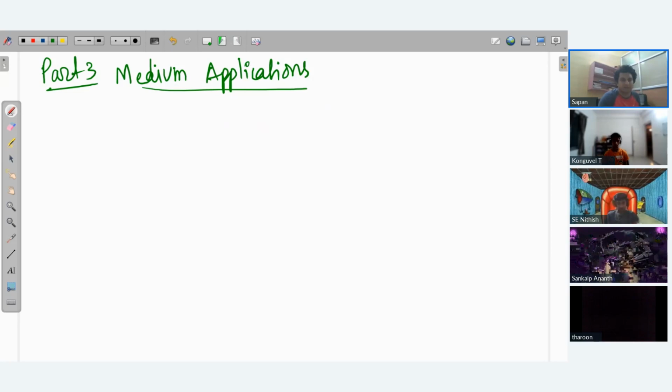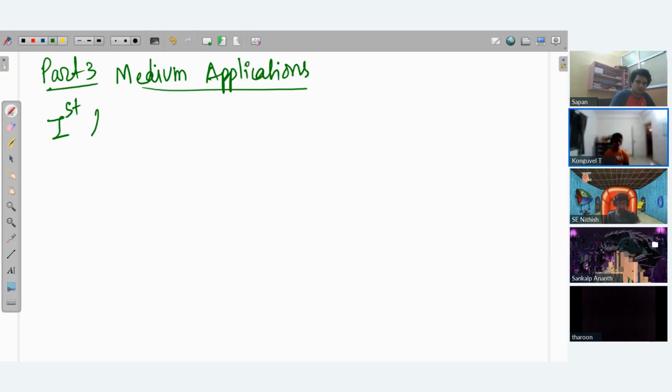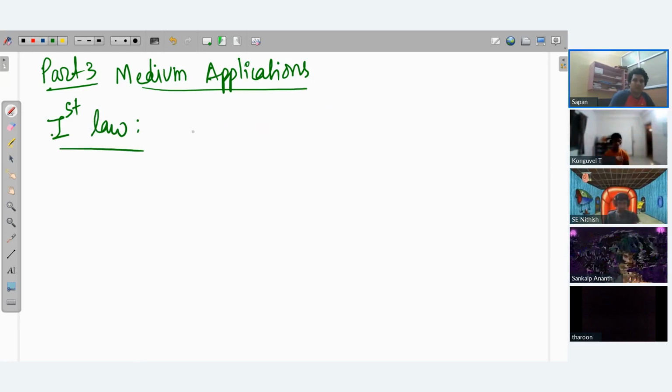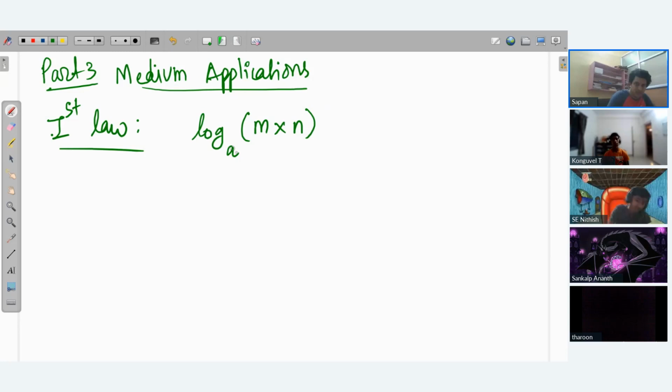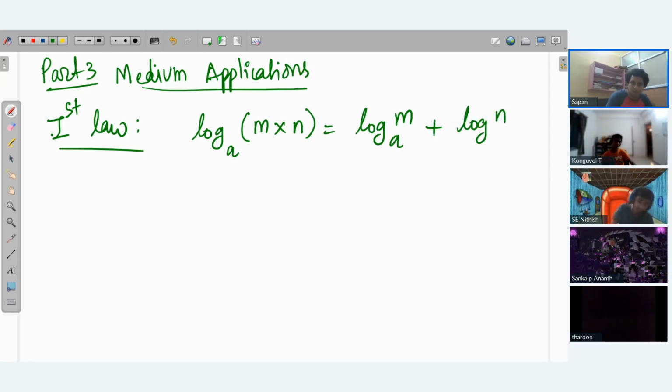Okay, let's see. So first law, which is called the product law. The first law says that whenever you have an expression log m cross n on base a, it is equal to log m on base a plus log n on base a.